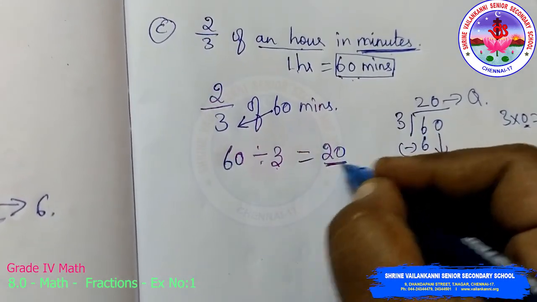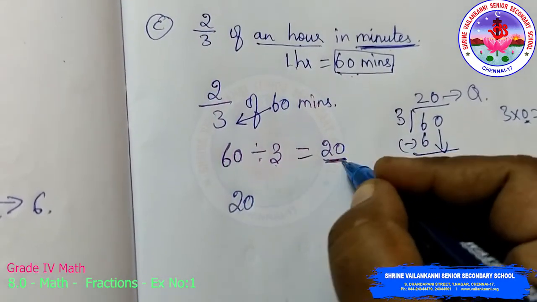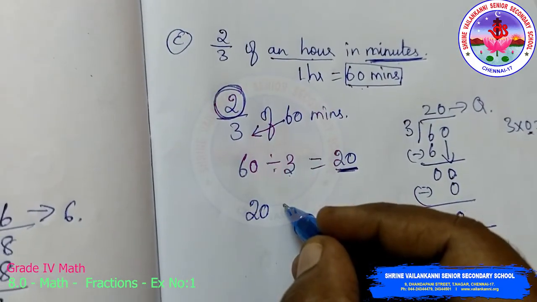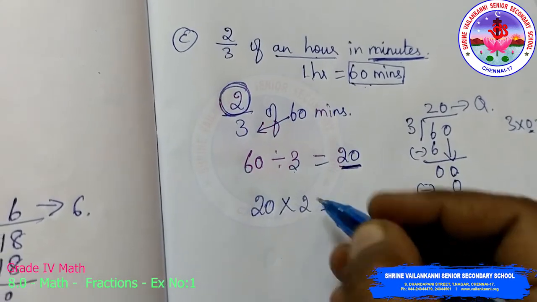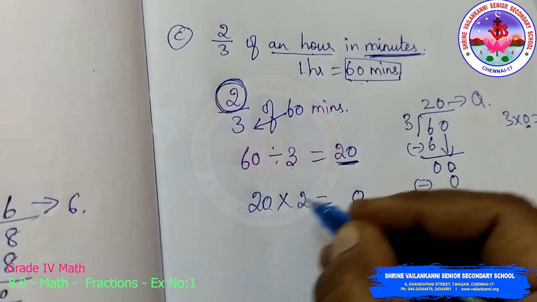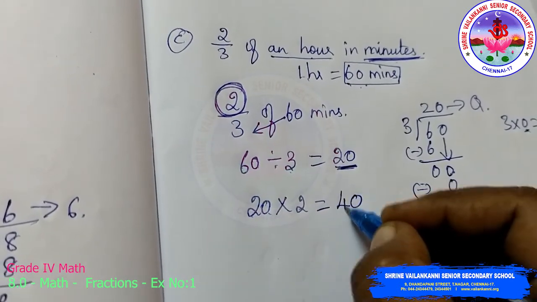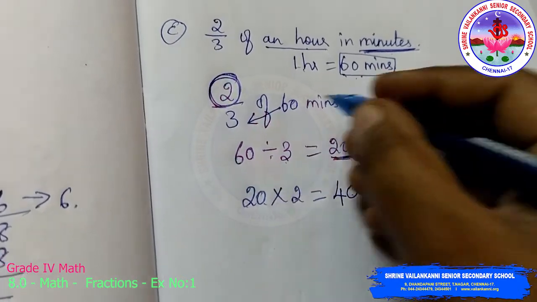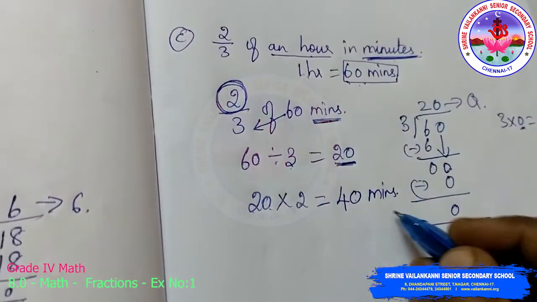With this 20, what should be multiplied? The numerator should be multiplied. So what is 20 into 2? 2 into 0 is 0, 2 into 2 is 4. So that is 40 minutes, because we have minutes here, right?